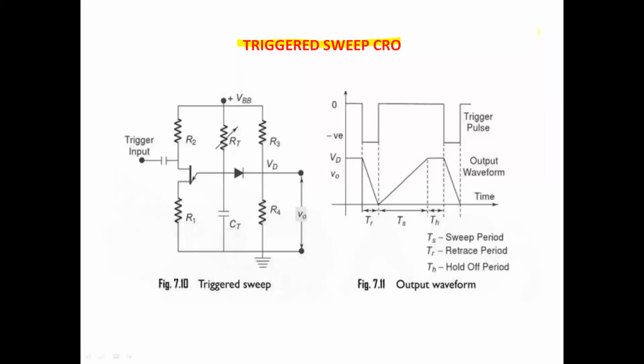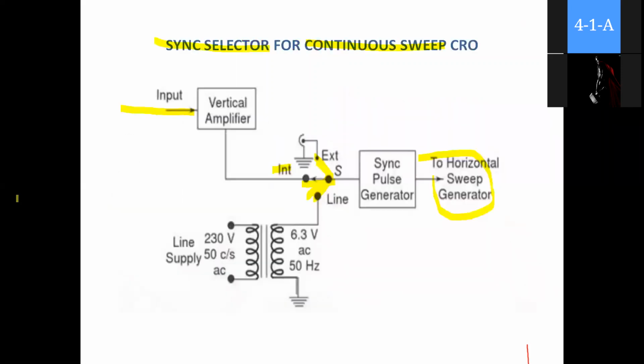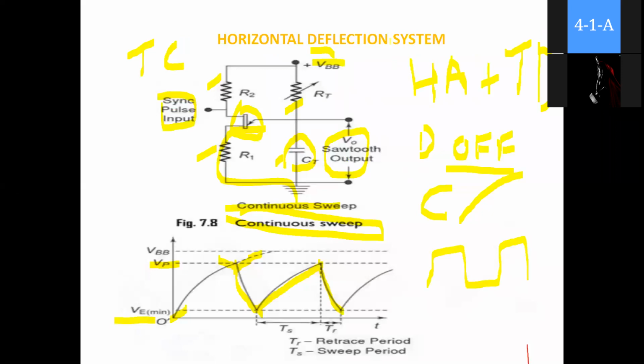Then we may ask, what is the difference between the continuous sweep CRO and this triggered sweep CRO? Look at the circuit diagram of the continuous sweep CRO. It consists of a UJT, two current limiting resistors R1 and R2, and a charging capacitor CT, which charges through the resistor RT. These are the components in the continuous sweep.